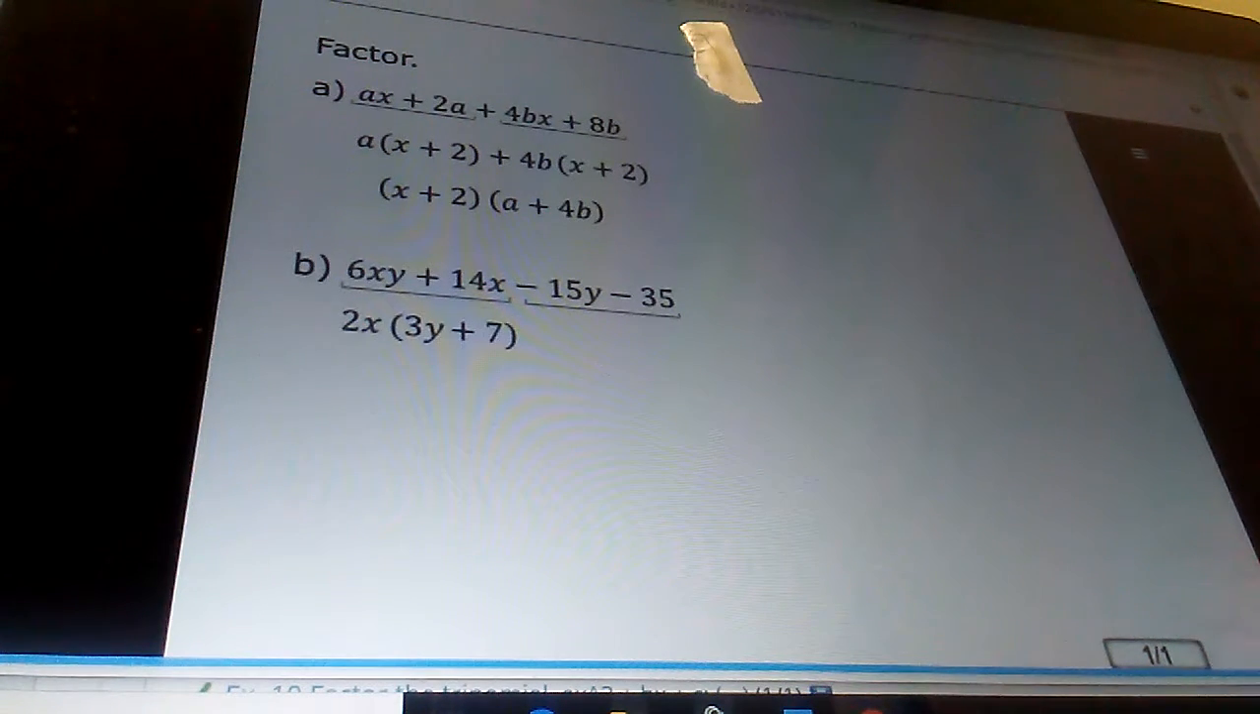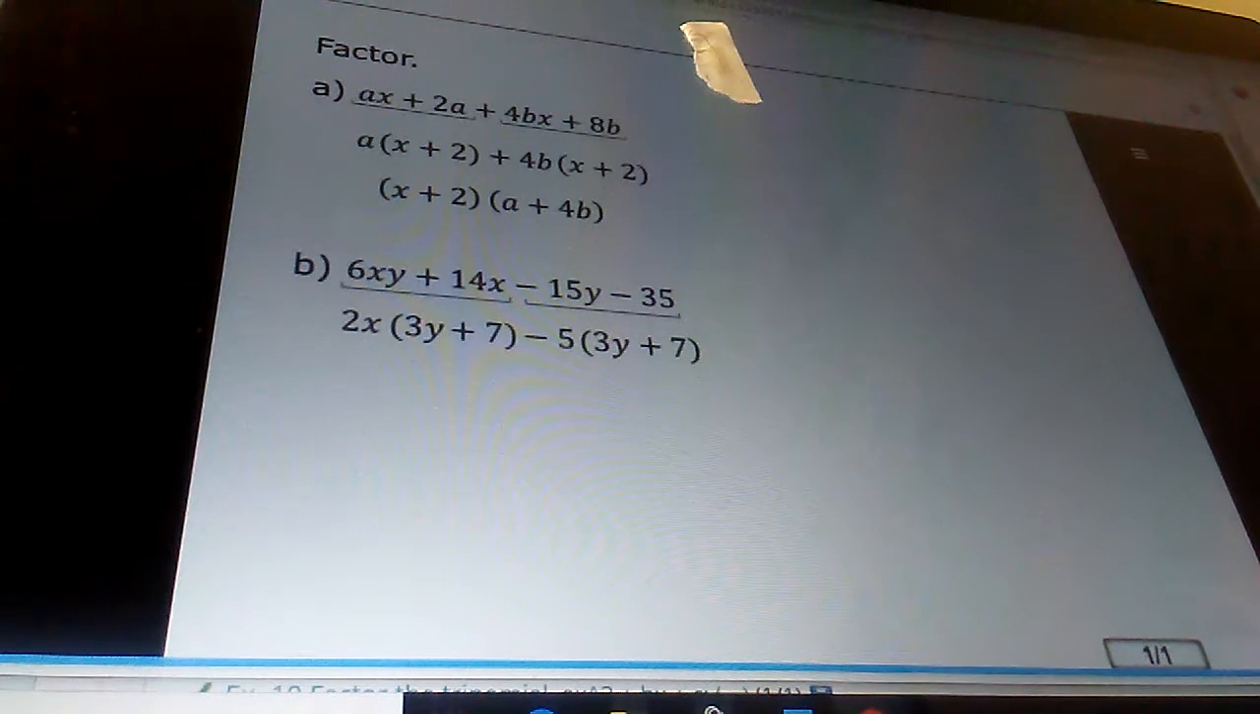Right now, both terms are negative, but we want the terms in the parentheses to be positive. Let's factor out the common factor negative 5, so the remaining factors are positive. Negative 15y divided by negative 5 is positive 3y. And negative 35 divided by negative 5 is positive 7.